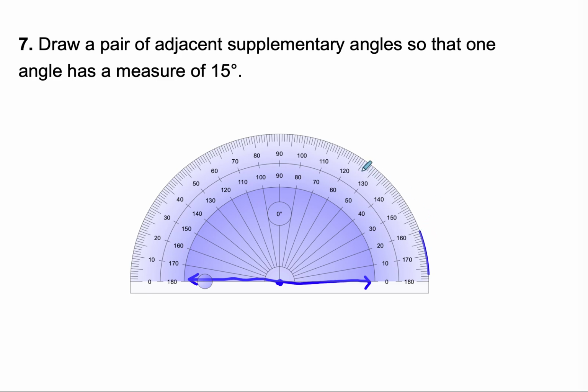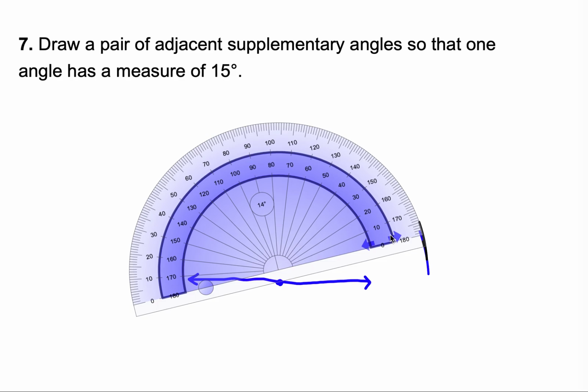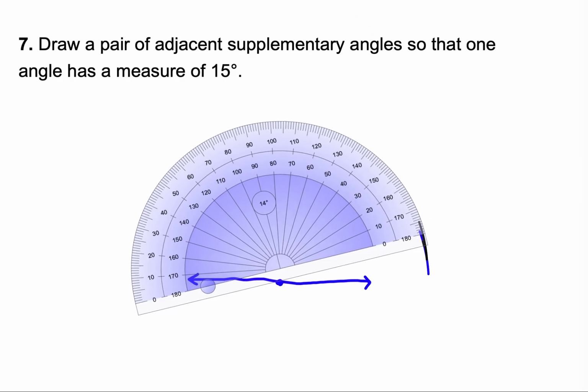Oh, man. Okay. I did not grab it in the right place, so I'm going to have to switch colors here. 15 was right here. Come on. Okay. So now I'm going to rotate my protractor. Man, it's really not liking me. I'm going to draw my line. I'm not going to go past the center point here.